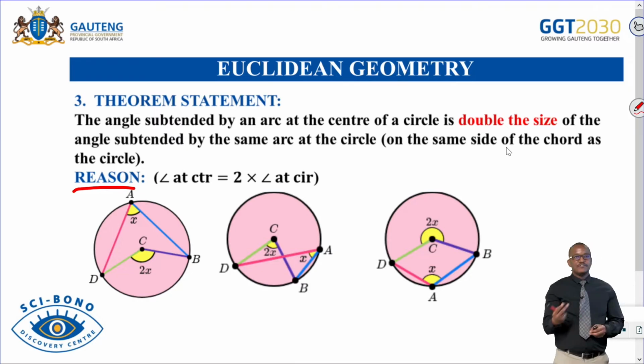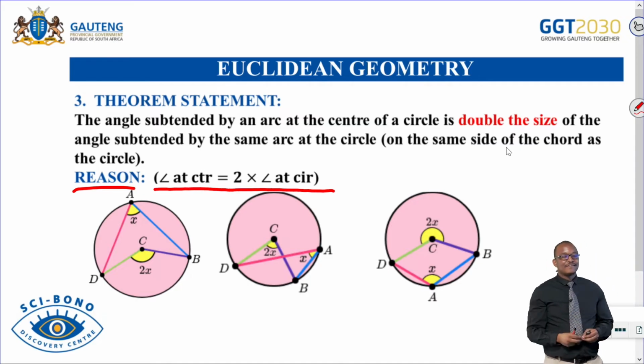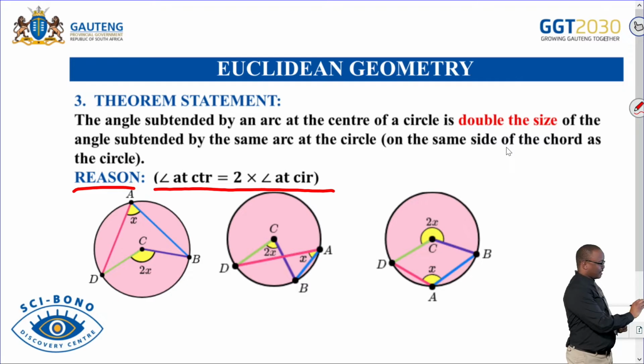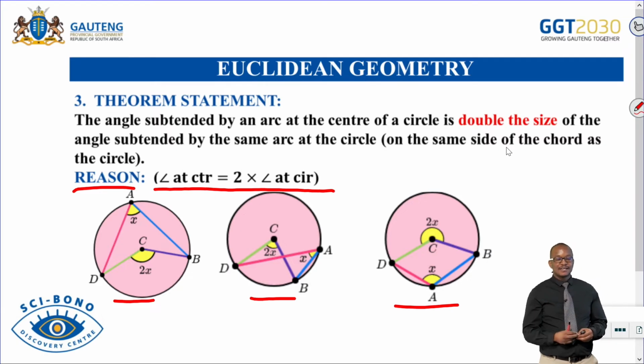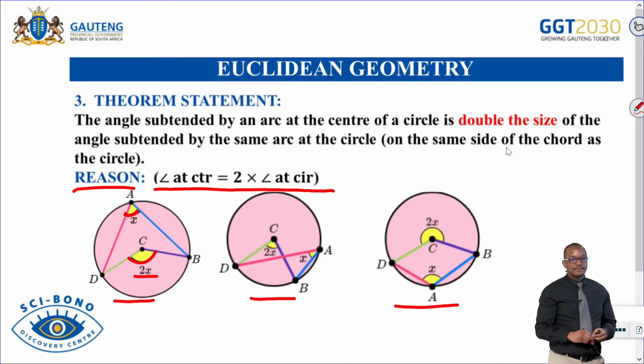Remember, when you give a reason, you need to shorten it up. It will say the angle at center is equal to 2 times the angle at circumference. That's what theorem 2 basically means. Then you have 3 ways where we can identify that the angle at center is twice the angle at the circumference. The first one, remember, we have the angle at the circumference, which is x, and the angle at center is going to be 2x.